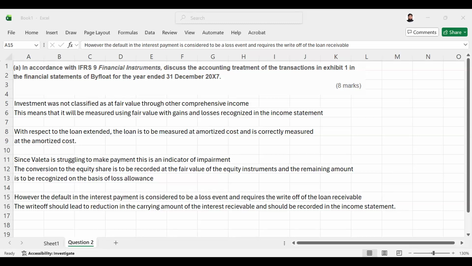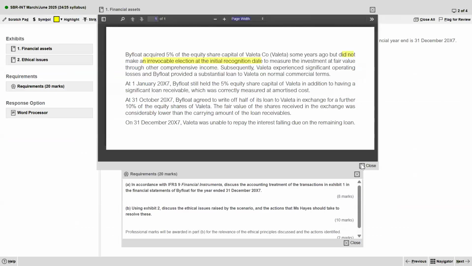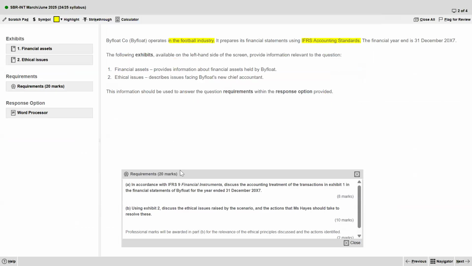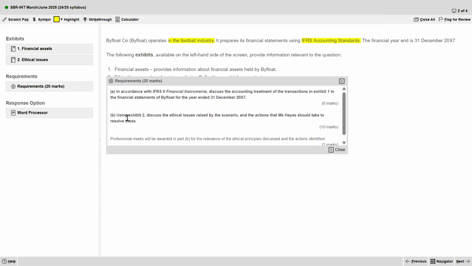Right, all good. Now let's move a bit forward and try understanding further. What's the next part? The next part is, using Exhibit 2, discuss the ethical issues raised by the scenario and the actions Miss Heiss should take to resolve these.